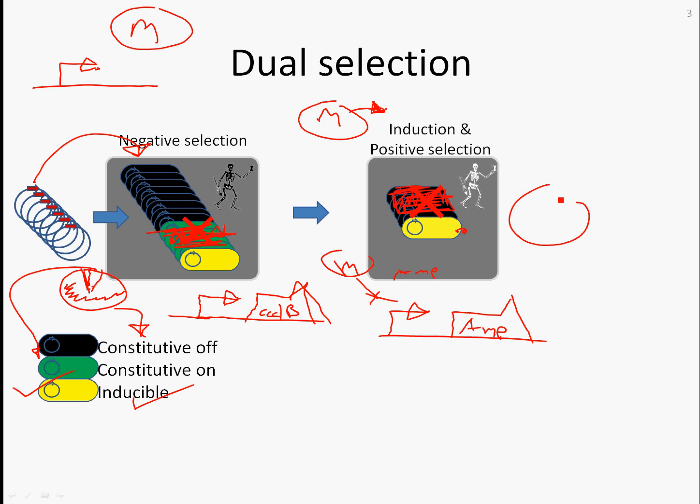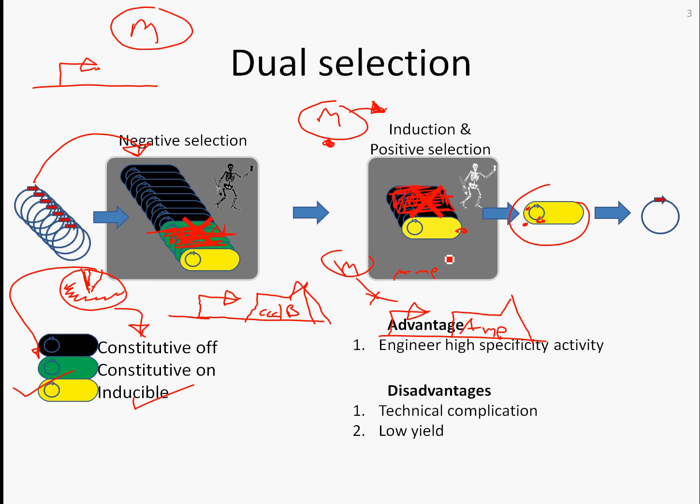So we get a plate with a few colonies on it, and those colonies that survive that positive selection also had to have survived that negative selection, which means that they remained off without induction in order to pass that negative selection, but specifically responded to M in order to produce antibiotic resistance, survive that positive selection, and form colonies. Those colonies should harbor plasmids that are the specific biological activity that you were doing the entire dual selection to find.